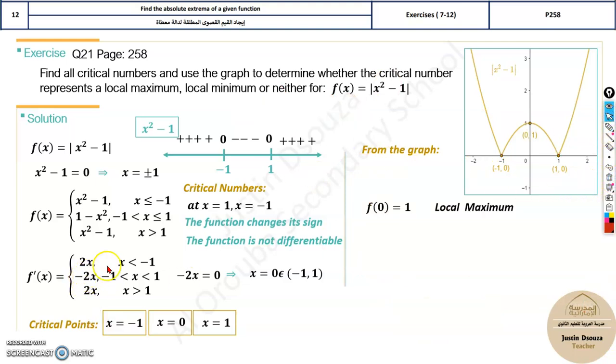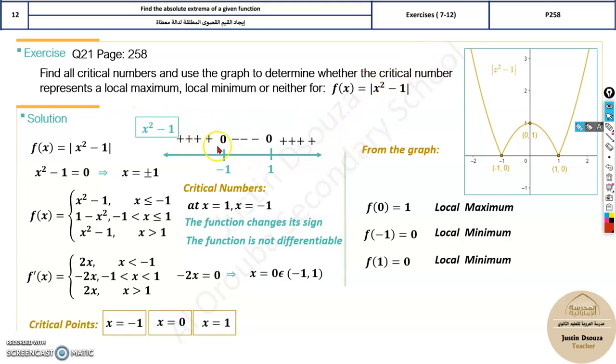So I will just repeat a few things. You can find the local minima, but if you do not have the graph, you have to use the increasing and decreasing function method. I'll quickly recall this problem. Over here we have an absolute value function, so it is not the same as regular functions. First, you need to consider this, make it equal to 0 and solve for x. We get plus and minus 1. Then check where this function is positive and negative.